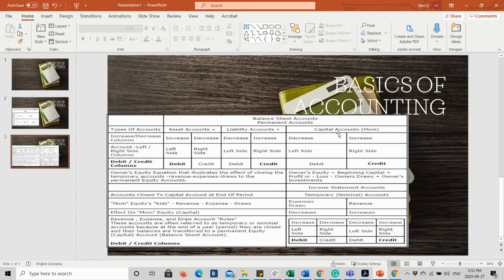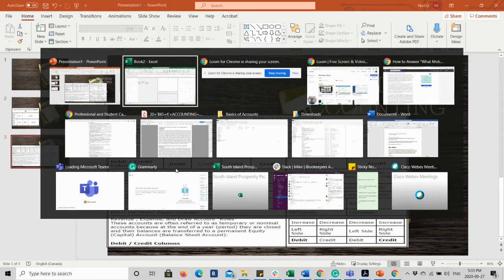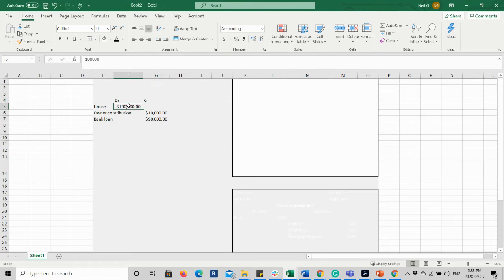And the same logic applies to a capital account, that is, the owner's equity account. If you want to add something to that account, you will credit that account. So let's take an example, going back to the Excel example. When I'm saying debit, this is an asset account because this is a house.